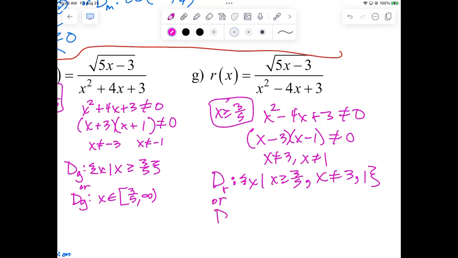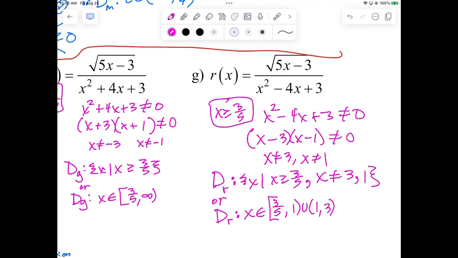Or, if you're really into interval notation, it's x epsilon. We're still starting with 3/5 as a lower bound with a beefy bracket. But now we have two values to step over. And now the order does matter. I can't go from 3/5 to 3 and step over 3 because 1 comes first on the number line. So interval notation is always least to greatest. So we go all the way to 1, step over 1.